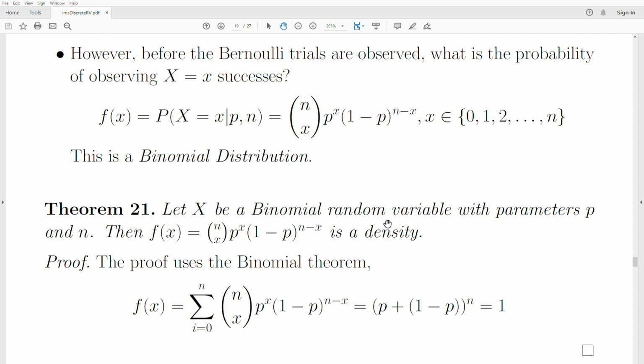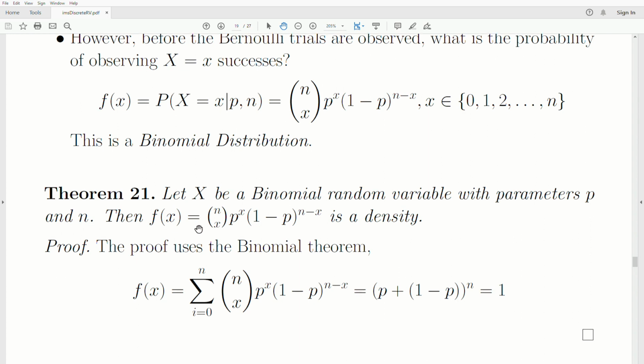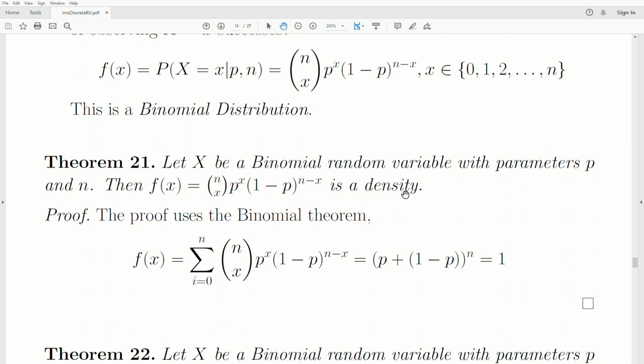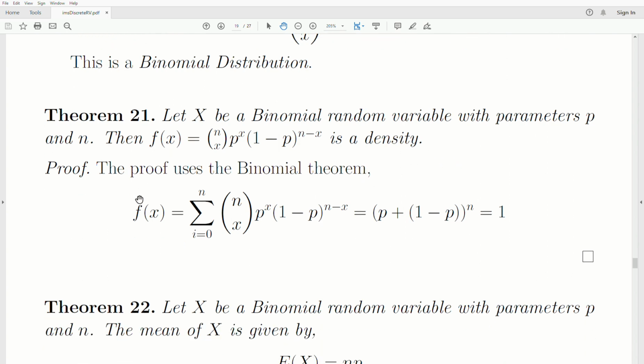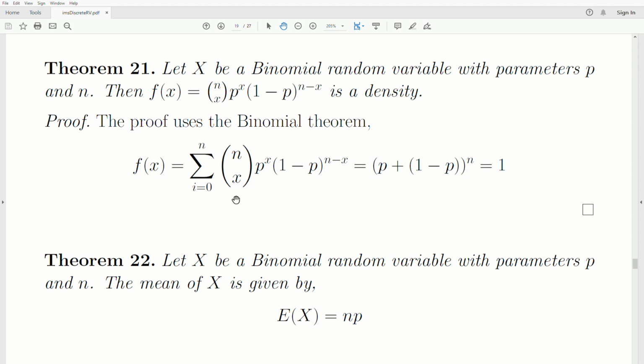So let X be a binomial random variable with parameters p and n. Then f of x, given by this, is a density. That means that you sum it over all possible values and it equals 1. Some may call it a probability mass function, but this is the density of the discrete type, so both are okay to say. The proof uses the binomial theorem, which we're going to use a few times in this video, and it's actually something worth having in your mathematical tool bag.